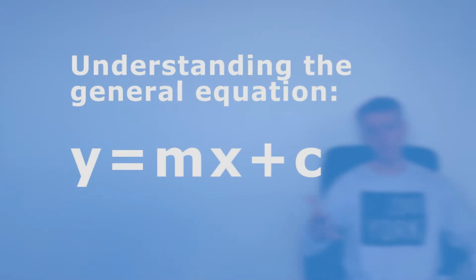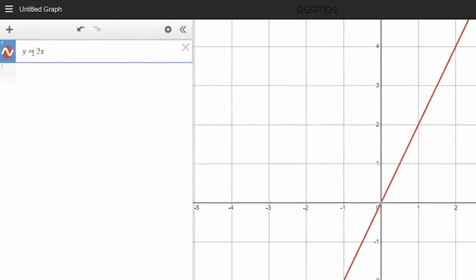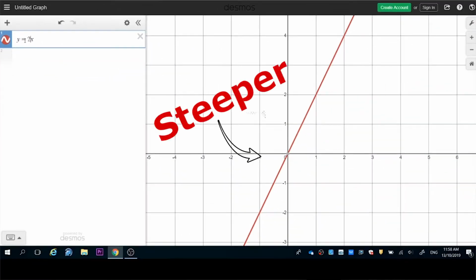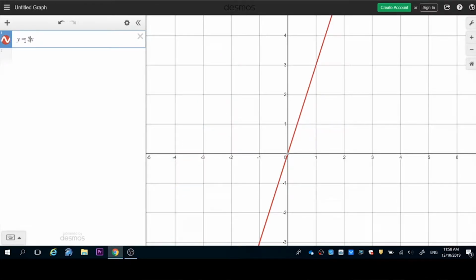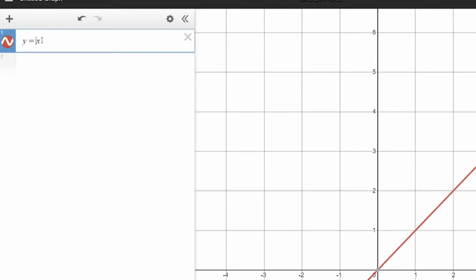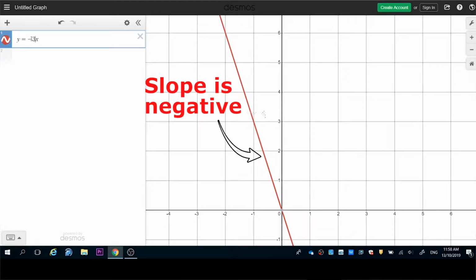Now, when you look on a graphing calculator, you'll see that if you take the value of m and you make it larger, so as you go from 1 to 2 or 2 to 3, what you'll notice with the straight line is that it gets steeper. So you can imagine the hill that you're walking up is getting harder to climb up. And if you take that value negative, instead of walking up a hill, you're going to be walking down a hill. And that's what the value of m does.